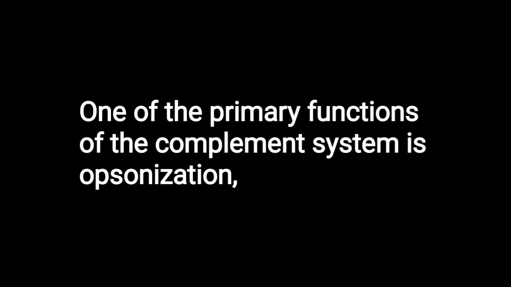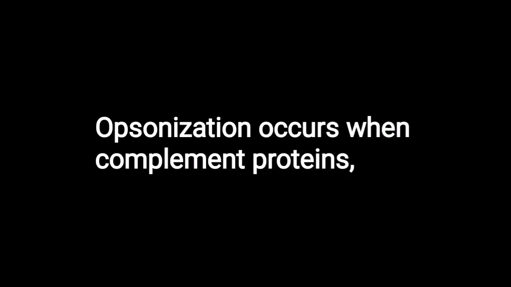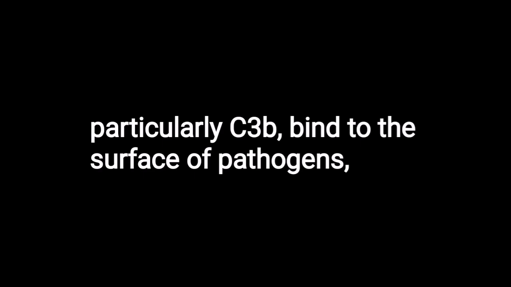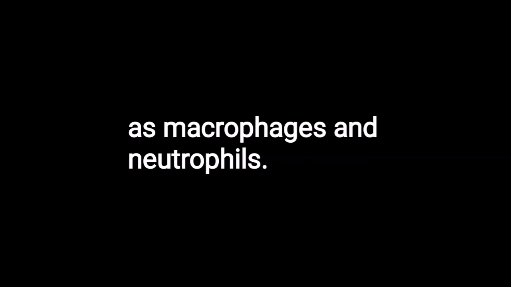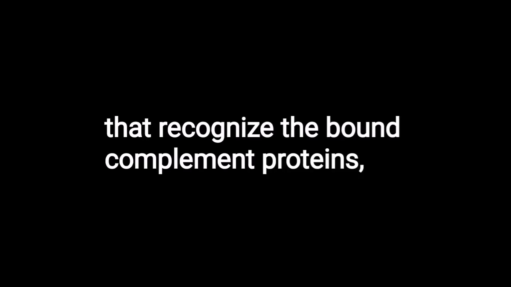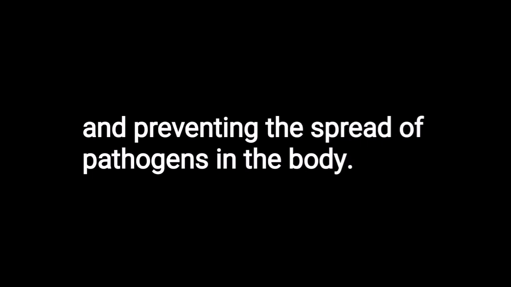One of the primary functions of the complement system is opsonization, which enhances phagocytosis. Opsonization occurs when complement proteins, particularly C3b, bind to the surface of pathogens, marking them for destruction by phagocytic cells such as macrophages and neutrophils. These immune cells have receptors that recognize the bound complement proteins, allowing them to engulf and destroy the pathogens more efficiently. This process is vital for clearing infections and preventing the spread of pathogens in the body.